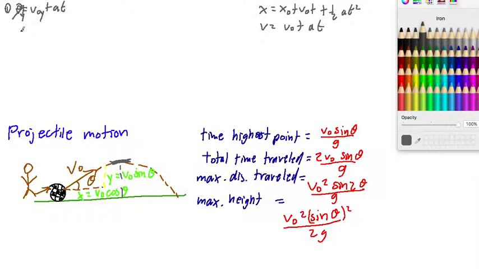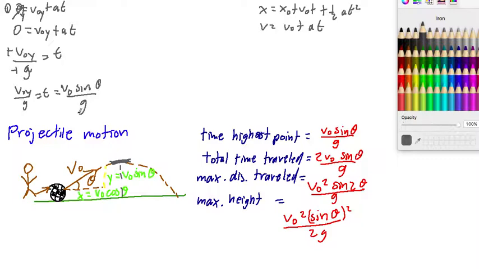Now rearrange the equation, because this will be 0 equals v naught y plus at. Recalling from our last video, this ends up being negative v naught y over a equals t. Now remember, acceleration on Earth is negative g, so the negatives cancel out, and your t ends up being v naught y over g. Now what is v naught y? Well, that's just the y component of our v naught, and that is v naught sine theta over g.